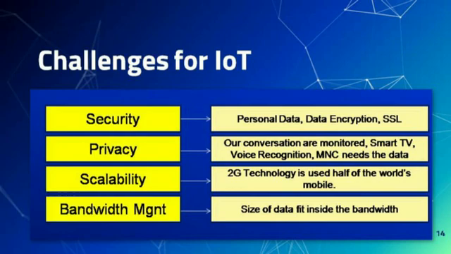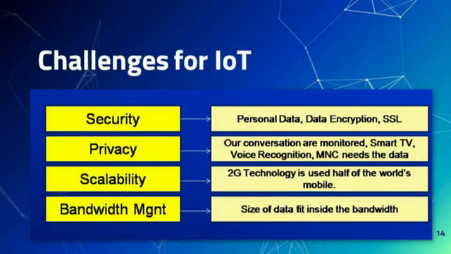Next one is privacy. Our conversations are monitored by means of smart TV and voice recognition, and many of the MNCs need the data. For example, in your house you use a smart TV and voice recognition, and you will be discussing many things in your home. All the conversations are monitored in the background. We don't know where it is saved, where it is processed, and so on.